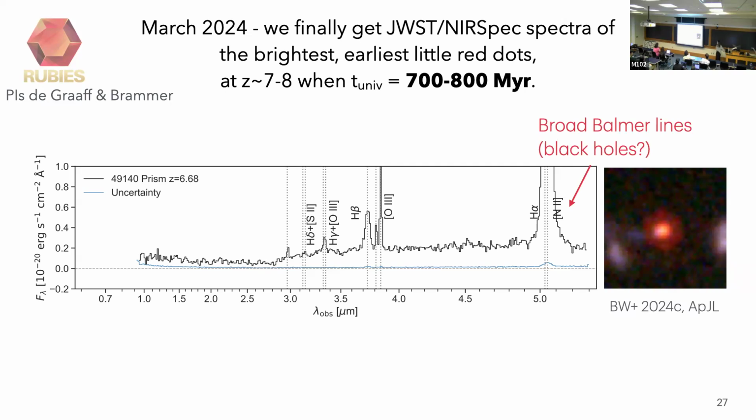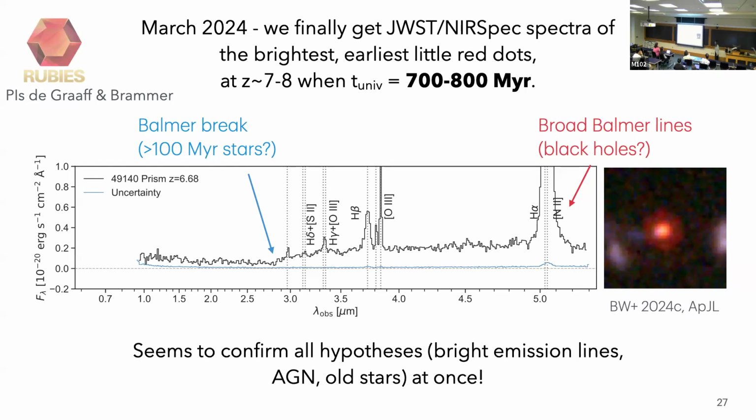However, there turns out to be a more exciting half of the story, which is those spectral breaks. This is usually associated with the Balmer break of evolved stellar populations. I will show more examples later, but the confusing part of seeing this spectrum is that we seem to have confirmed all hypotheses at once. We see bright emission lines suggestive of AGN, and those breaks suggestive of old starlight. Well, it was pretty difficult to convince all my colleagues that we're really seeing the Balmer break.